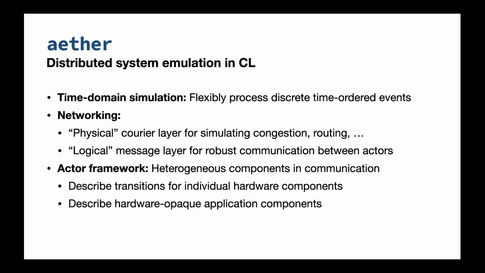The next thing that we wanted on top of that was some kind of networking layer that allows the kind of simulation that we were talking about on the previous slide. So aether provides two kinds of networking layers. There's a physical layer constructed out of these things that we call couriers that are responsible for the actual transmission of packets from one network interface to another. And this is the layer where you can expect to find things like congestion or different routing algorithms or delivery latency encoded.